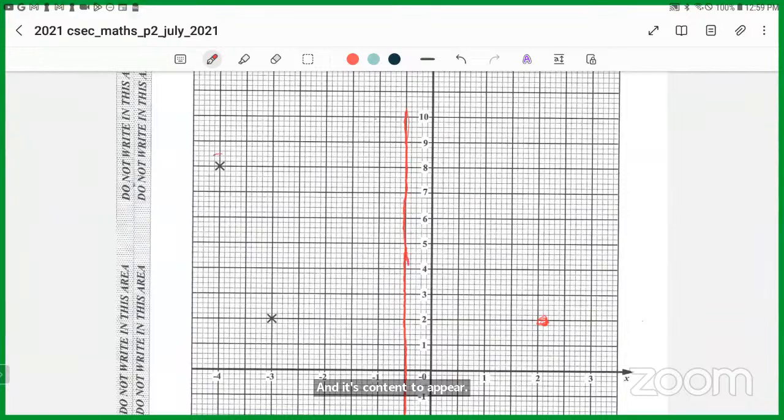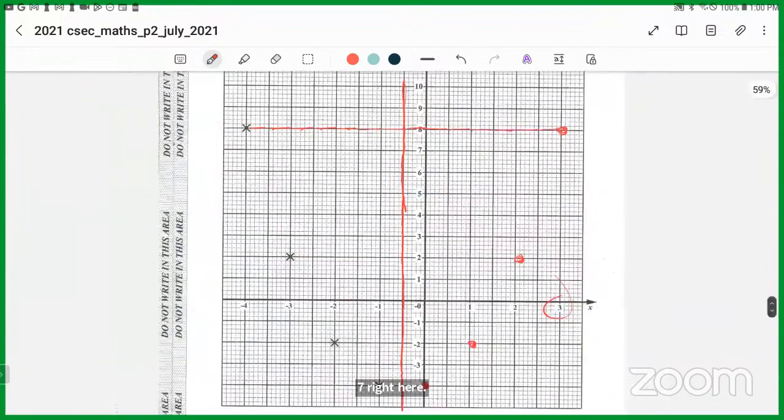I have this point out here as well. Now this is 1, 2, 3, 4, 5, 6, 7 from the line. 1, 2, 3, 4, 5, 6, 7 right here. That point is (3, 8). 8 there, (3, 8).